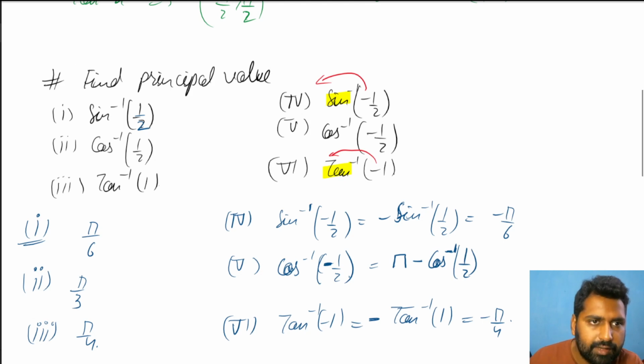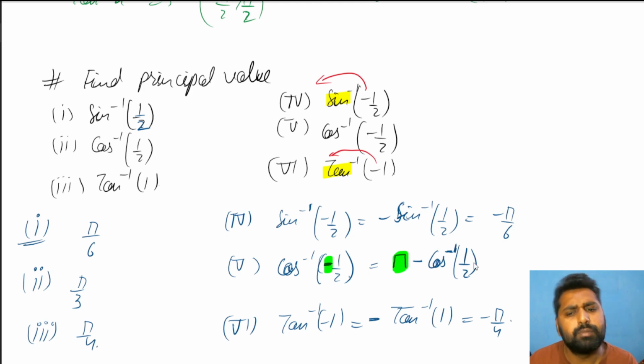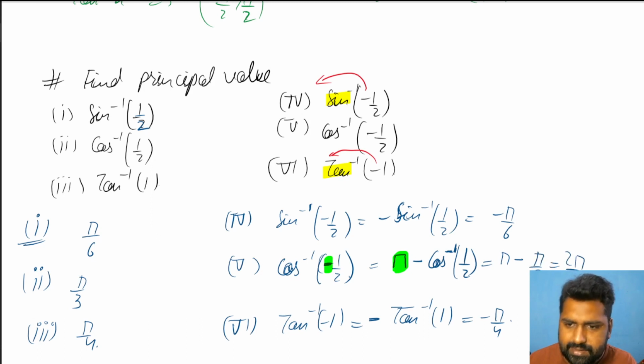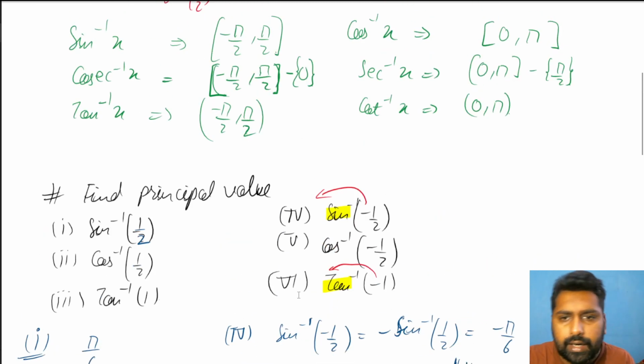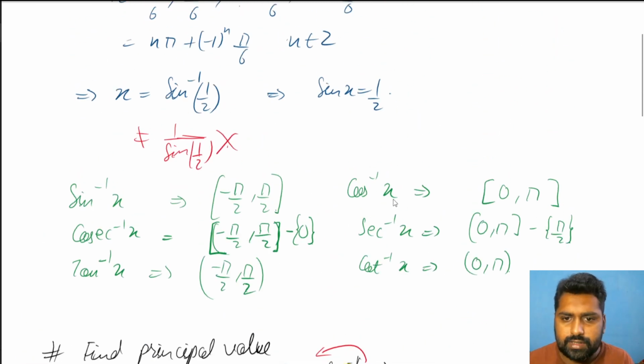Whenever you get the negative value, what you have to do? Pi minus cos inverse of the positive, or cot inverse of positive, or sec inverse of positive. So pi minus cos inverse 1 by 2, we know, is pi by 3. So what's the answer? 2 pi by 3. See, this is from 0 to pi. So you have to be careful regarding these three: cos inverse, sec inverse, and cot inverse, because for these three the principal range is 0 to pi, so you cannot directly take negative outside.